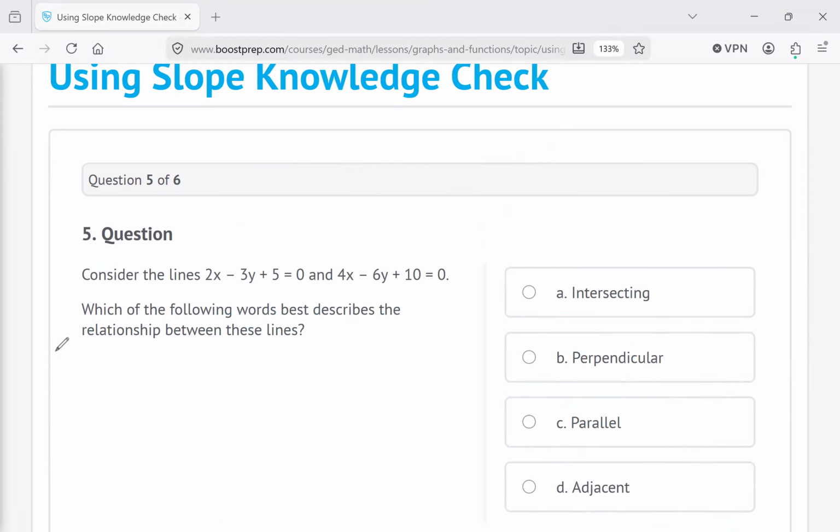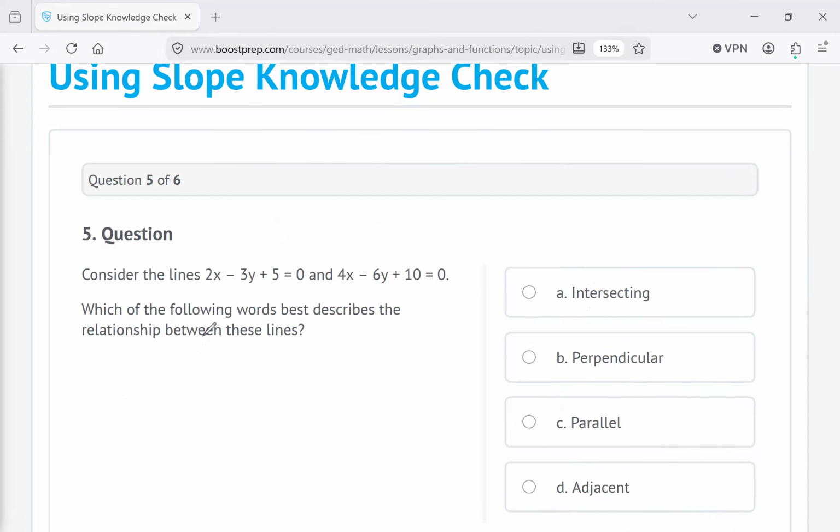Question 5. Consider the lines 2x minus 3y plus 5 equals 0 and 4x minus 6y plus 10 equals 0. Which of the following words describes the relation between these two lines? They want to know if they intersect, or are perpendicular, parallel, or adjacent. Now, if they're parallel, they will never intersect. So if you know that these two lines are parallel, you can forget about intersection, right?